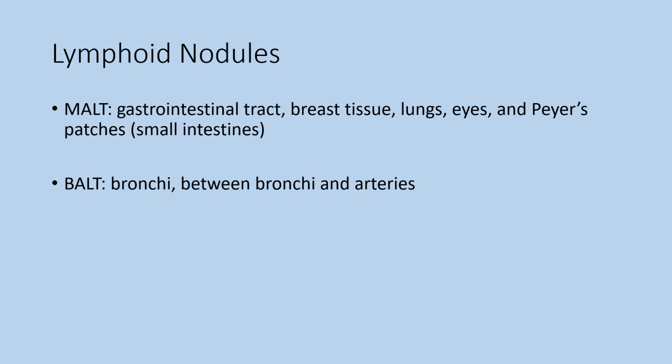MALT. These are found in the GI tract, breast tissue, the lungs, eyes, and Peyer's patches. Peyer's patches are these small patches, areas on the small intestines. And then the BALT is associated with the bronchi. It's between the bronchi and the arteries.